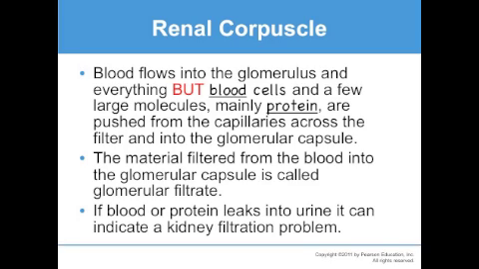As blood flows into the glomerulus, everything except blood cells and a few large molecules that are mainly protein are pushed through the capillaries across the filter and into the glomerular capsule. The material that's filtered out of the blood into the glomerular capsule is called the glomerular filtrate. If blood or protein leaks into the urine, this can indicate a kidney filtration problem.